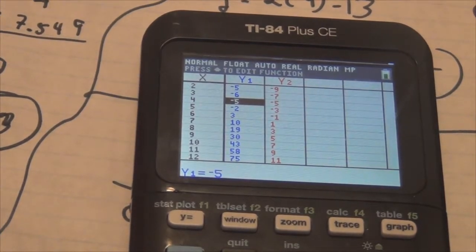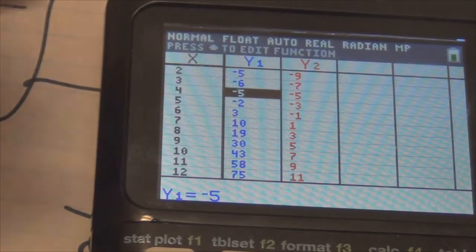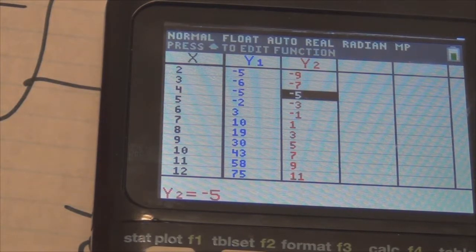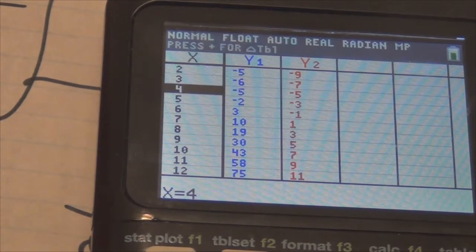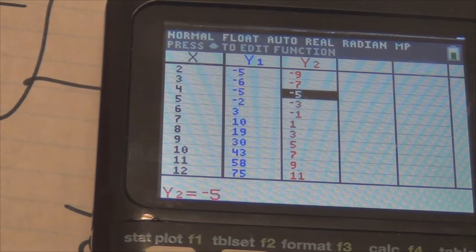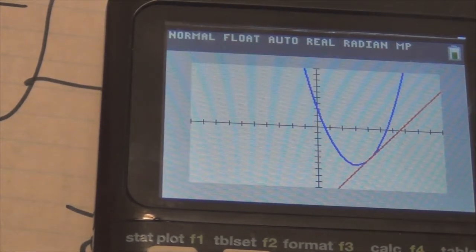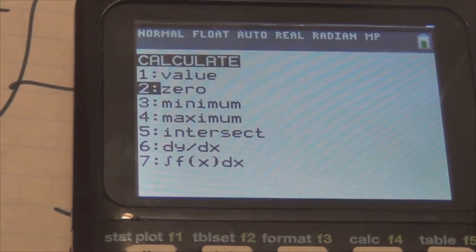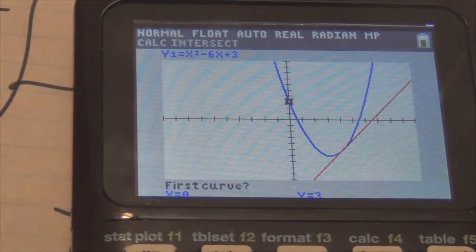All right, so what does that mean? Well, look again. When x is 4, the y value on the linear equation is also negative 5. That means that at that point, they both are (4, -5). Therefore, that's one of the solutions. That's where they intersect. But of course, if you're looking at that, you could just press second, calculate, and find the point where they intersect.